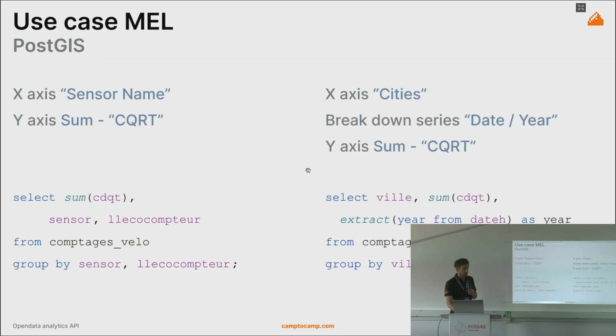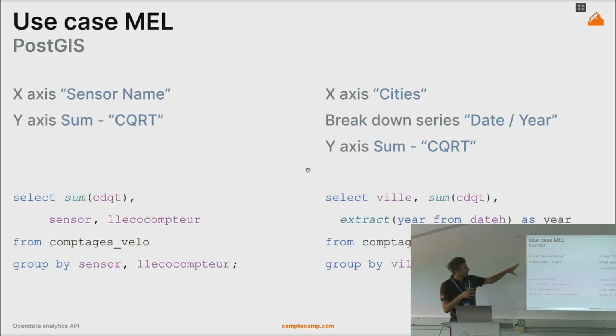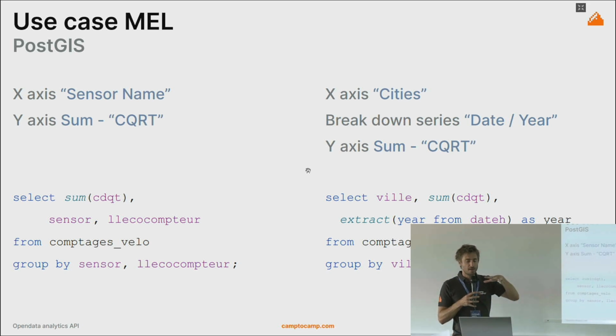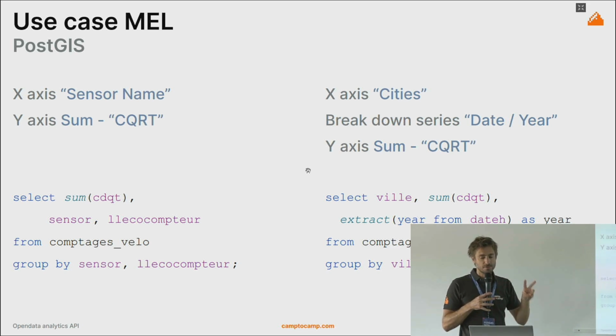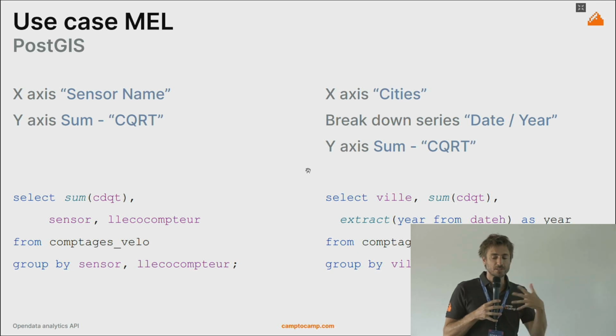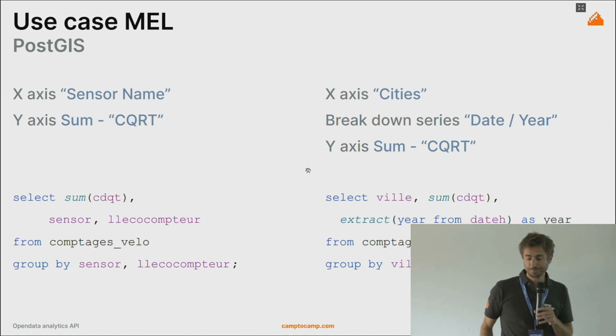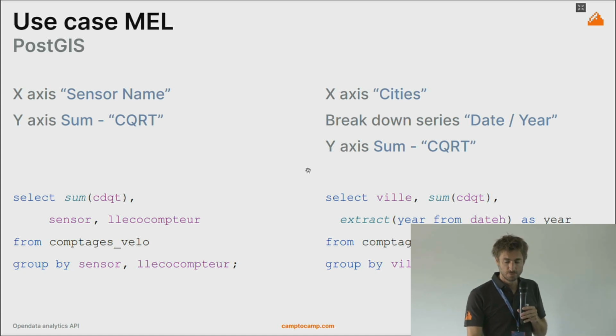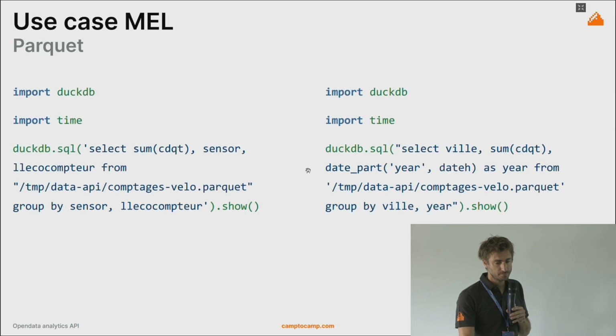A more complex one, where we break down series by year, so it means that there are two aggregations, one for the sum and one for the date, where we extract the year of the date because it's a datetime. And it's the same, it's quite easy to do with SQL.